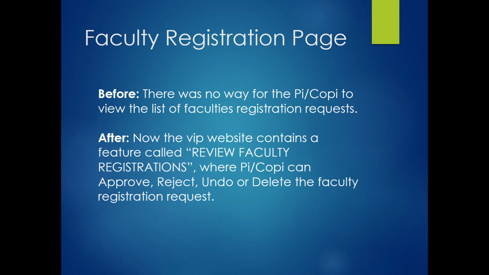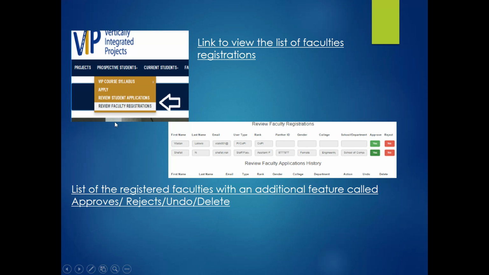In the latest version, when a faculty registers, the admin gets a notification to review the faculty's registration. As you can see here, I can click on review faculty registrations, and here you can see the people that have registered. I have the option to approve or reject. If by mistake I approve or reject, I can undo the action as well, and I can even delete these requests.